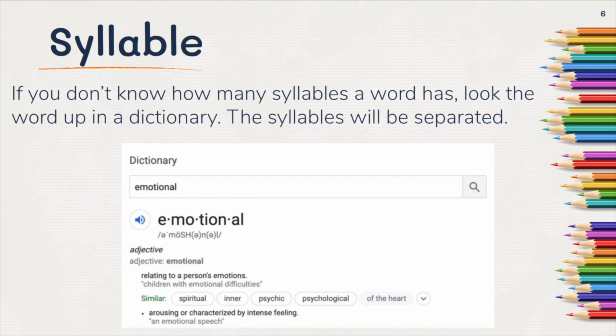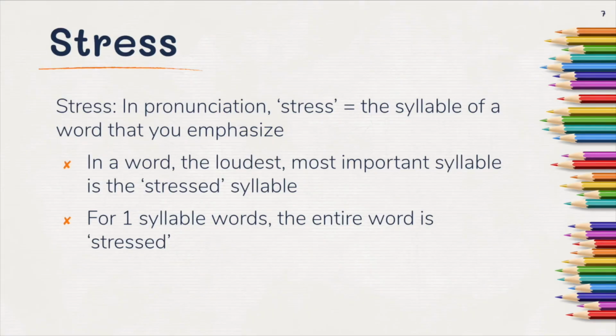If you don't know how many syllables a word has, you can look the word up in a dictionary, and usually the syllables will be separated out. So let's say you don't know how many syllables are in this word. You can look here, e-mo-tion-al. 4 syllables, emotional.